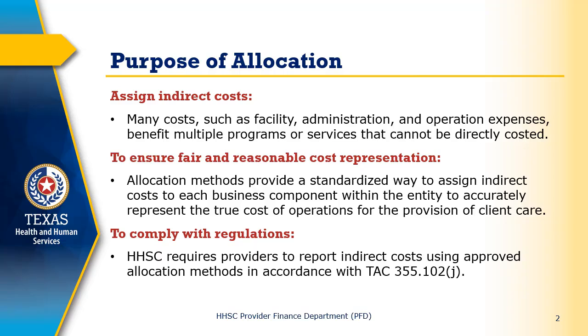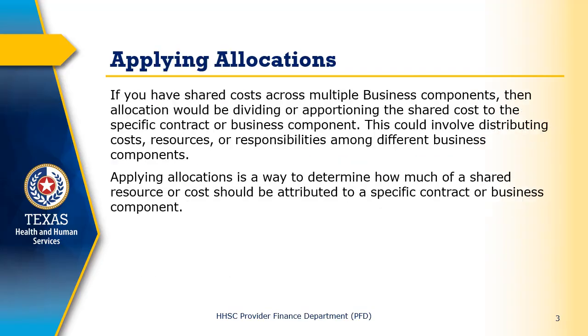To ensure fair and reasonable cost representation, allocation methods provide a standardized way to assign indirect costs to each business component within the entity to accurately represent the true cost of operations for the provision of client care. To comply with regulations, HHSC requires providers to report indirect costs using approved allocation methods in accordance with TAC 355.102(J). When applying allocations, it is important to understand that allocation is a method for distributing costs on a pro rata basis among various business components.